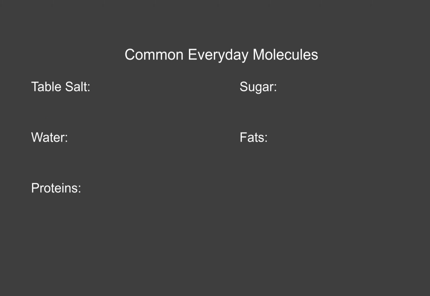And then very last slide here, let's look at some common everyday molecules. Like I said, table salt is when sodium ionically bonds with chlorine. So what we end up with is sodium has a positive charge, chlorine has a negative charge, and then those two charges stick together. And they actually form these little, like we call them, lattices or crystalline structures.